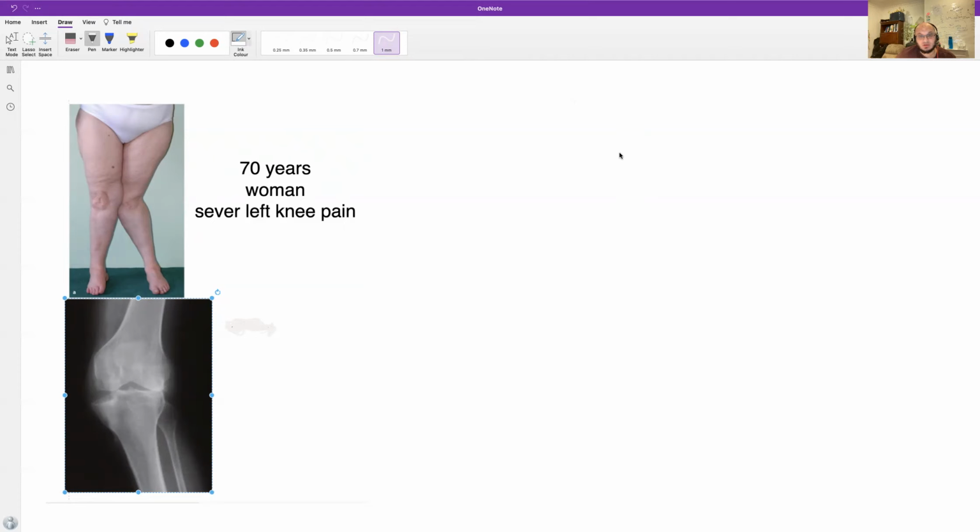I would like to see other views, including lateral view, skyline view and Rosenberg view. The differential diagnosis for a valgus knee includes osteoarthritis, inflammatory arthritis, or previous surgery like lateral meniscectomy.